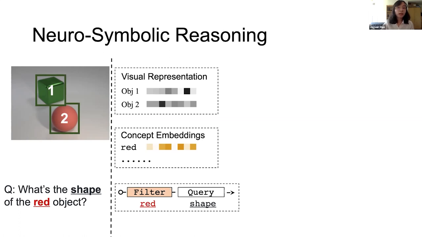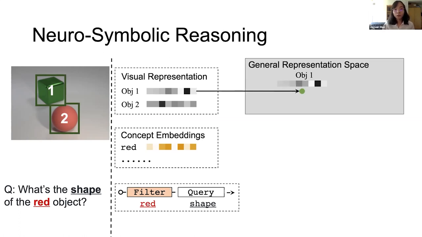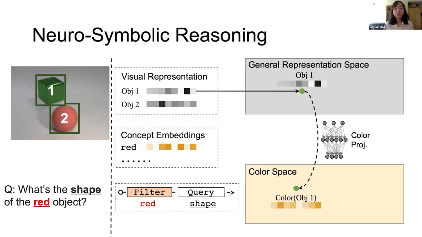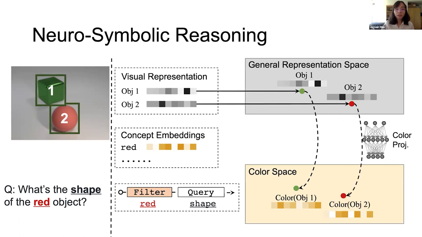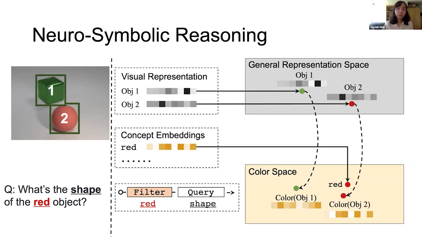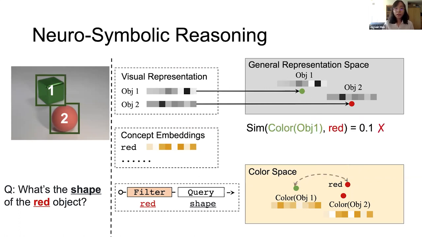Starting from the first filter red operation, for each of the objects in the scene, we use a small neural network to project its visual representation into a color space. And the concept red will also correspond to a vector embedding in this color space. We can compare the cosine similarity between the color of objects and the vector embedding of this word red. In this case, the similarity between the word red and the color property of the first object is very low, while the second object has a very high similarity with the word red. So the second object will be classified as a red object, and this will be the input for the second step of this program.